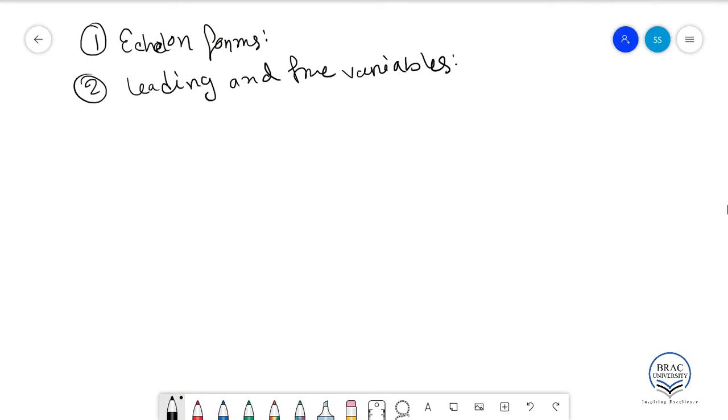Hi everyone, and welcome to the last lecture where we talk about matrices. Today we'll be talking about two last things that we want to look at while dealing with matrices. One is echelon form, another one is the leading and the free variables in a linear system. So let's talk about echelon forms first.